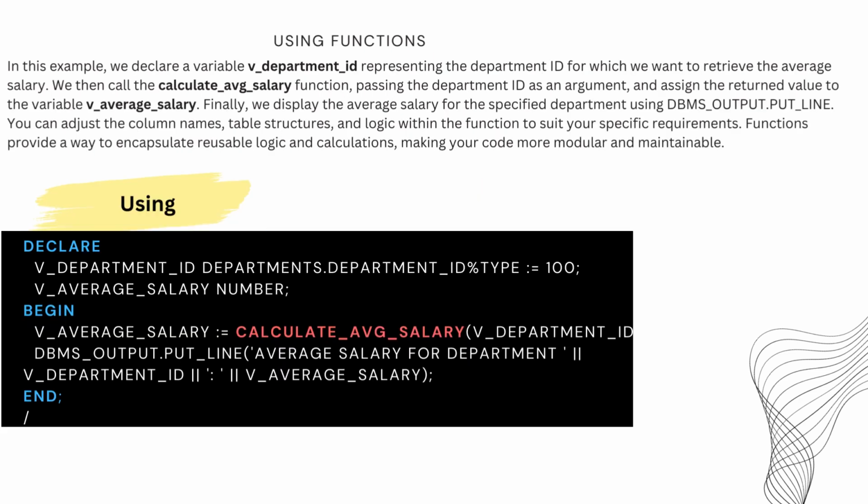In this example, we declare a variable v_department_id representing the department ID for which we want to retrieve the average salary. We then call the calculate_average_salary function, passing the department ID as an argument, and assign the returned value to the variable v_average_salary. Finally, we display the average salary for the specified department using dbms_output.put_line. You can adjust the column names, table structures, and logic within the function to suit your specific requirements. Functions provide a way to encapsulate reusable logic and calculations, making your code more modular and maintainable.